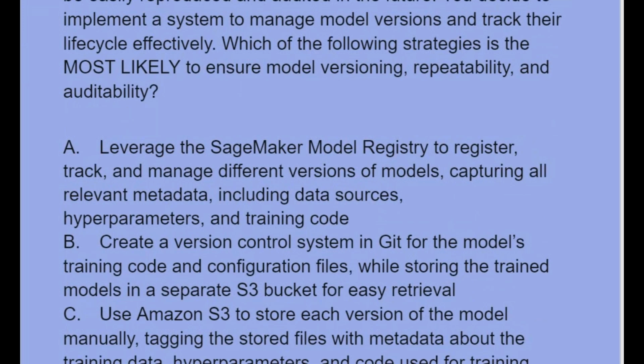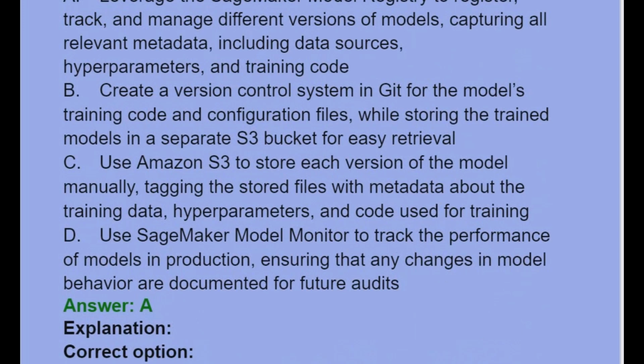Option B, create a version control system in Git for model training code and configuration files, while storing the trained models in a separate S3 bucket for easy retrieval. Option C, use Amazon S3 to store each version of the model manually, tagging the stored files with metadata about the training data, hyperparameters, and code used for training.